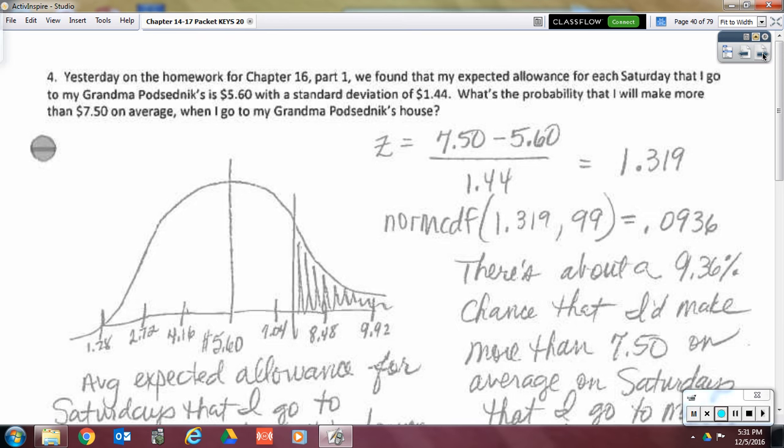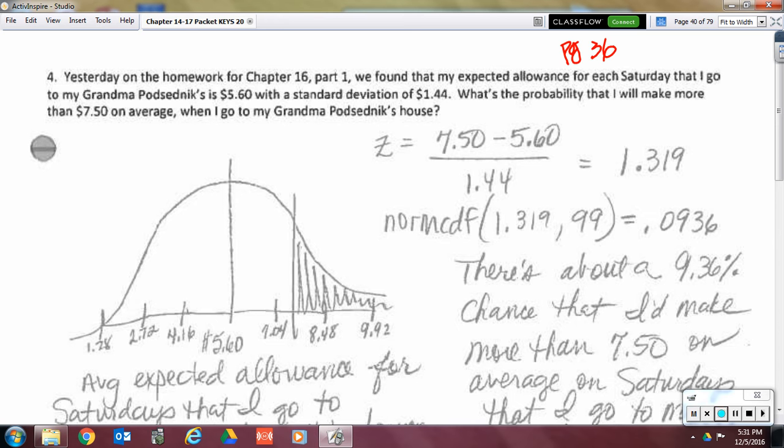Number 4 on page 36. Yesterday on the homework, Chapter 16 part 1, we found that my expected allowance for each Saturday that I go to my grandmother Podsednik's was $5.60 with a standard deviation of 1.44. I actually think it was supposed to be 1.2, but let's just go with these numbers since I already have the computation done.